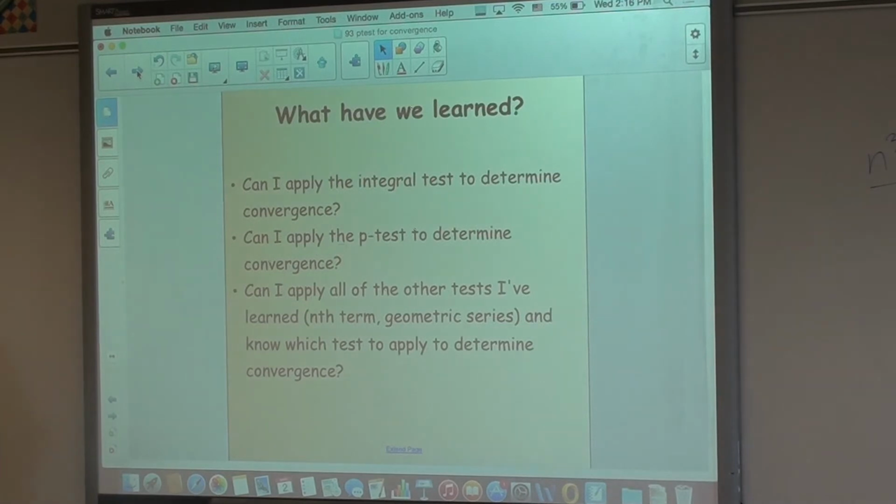Can you apply the integral test to determine convergence? Can you apply the p-test to determine convergence? Can you apply the nth term test, the geometric series test, and the telescoping series test to determine convergence? Hopefully. Yes.